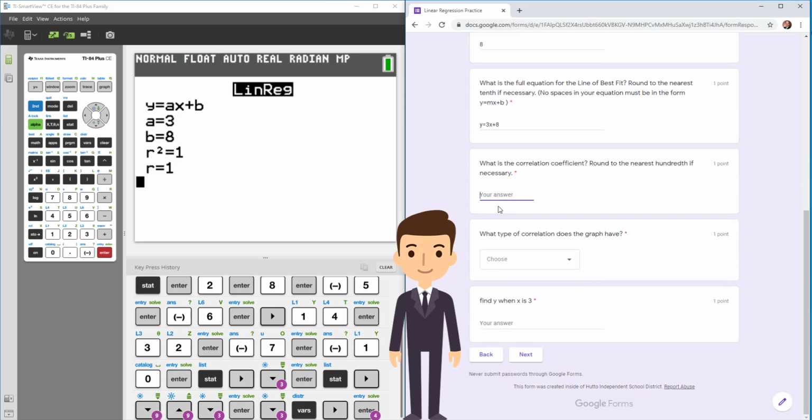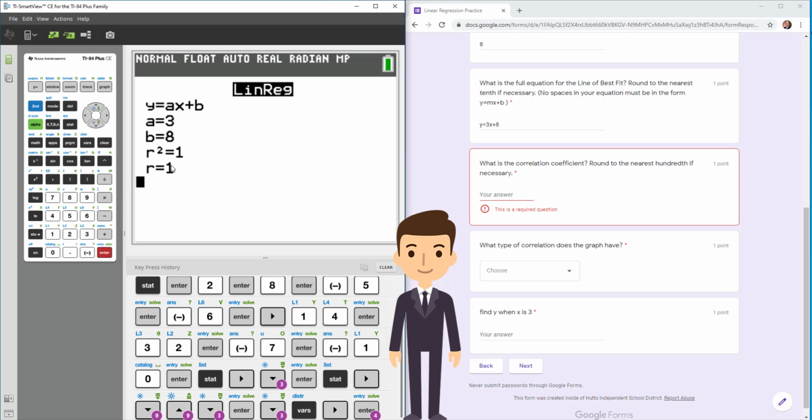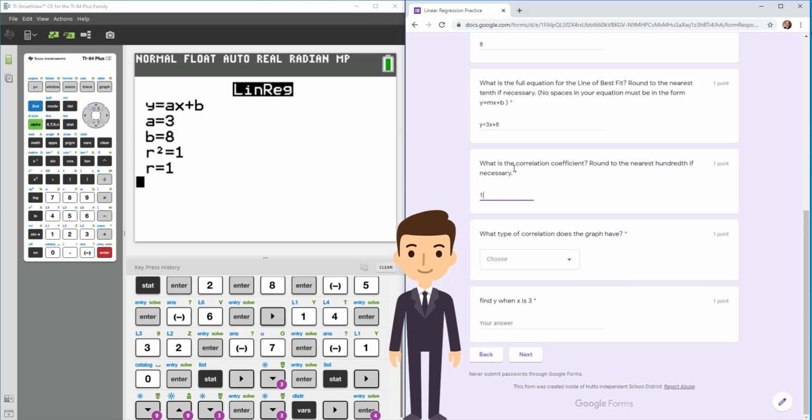What is the correlation coefficient? Now the correlation coefficient is this one here. It's whatever r is equal to. So r is equal to 1. And what that means is that it's a perfect correlation. In other words, the line of best fit that it made went perfectly through every single point that you gave it.